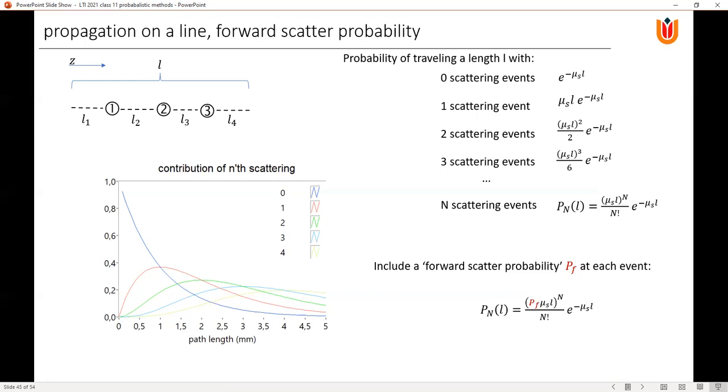So you have a probability that the photon travels over a given length, and then there is a probability that it scatters, and then there is a probability that it is exactly scattered in the forward direction, PF, and then there is a probability that it travels again. That could be simply included, and that means that it just appears in this.